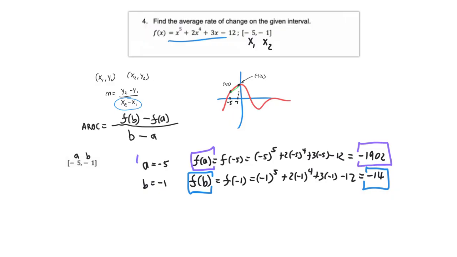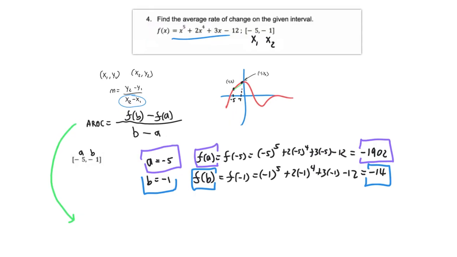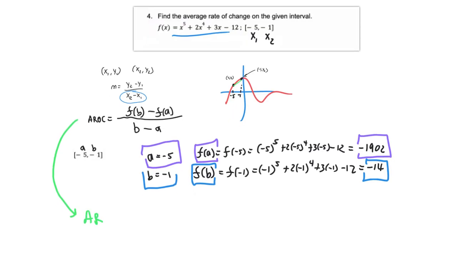We also have our a, and we have our b. So all we need to do is fill this out, right? So the average rate of change equals f of b, that's -14, minus f of a, that's -1902, all over b minus a, that's -1 minus -5. And that's going to be, at the end of the day, 472. Okay, that's the average rate of change.